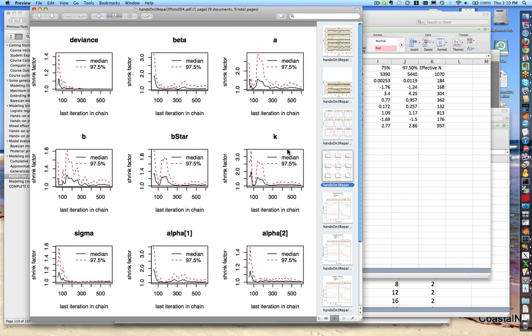Here you can look again at another metric, in terms of convergence. Again, you're looking for all of these things to be down close to 1, and most of them are pretty good. Again, A, B, and K are probably okay, but it'd be nice to drive the number of samples up so that it would be even better.